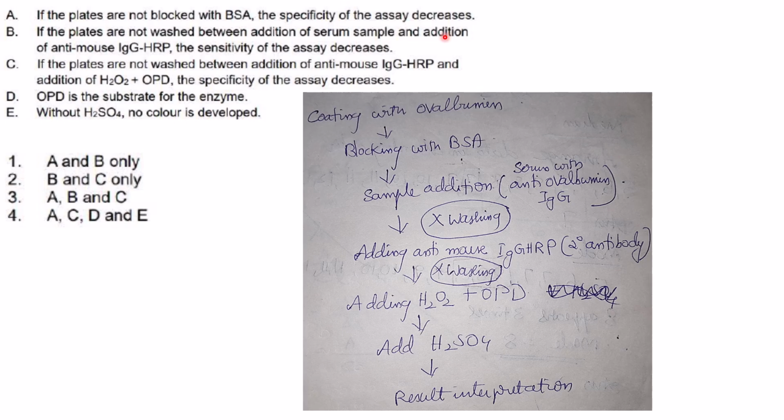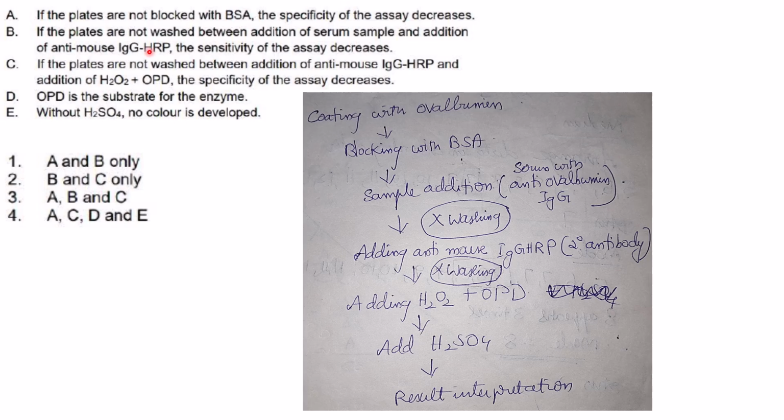Sometimes a person will not be infected with corona, but since you didn't block it with BSA, there are chances that he will give a positive signal telling that he is affected with corona, but actually that is not the case. So it can affect specificity.